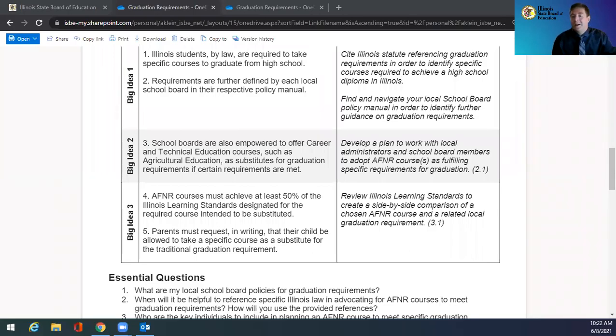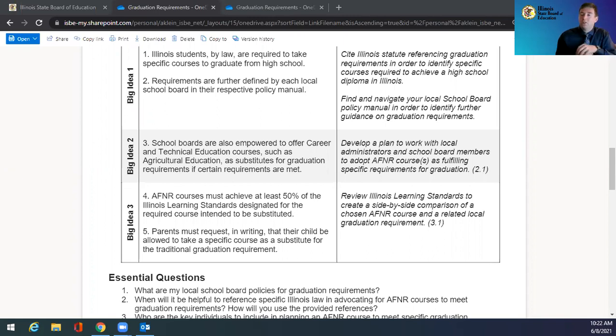Welcome to the third and final module of our time together today, talking about how AF&R courses can meet graduation requirements. Module 3 is all about this standardized process, and emphasis on the word standardized because standards are exactly where we are going to spend most of our focus during this module.